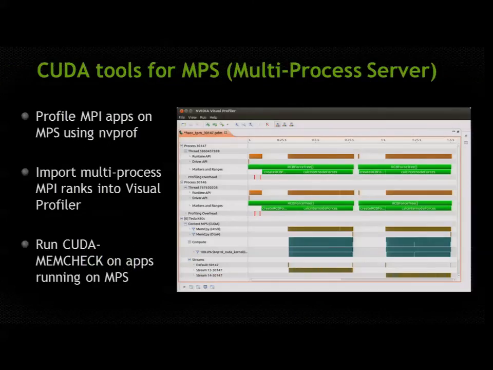Another thing is that, remember yesterday I mentioned the Multi-Process Server, the technology that allows you to share the GPU efficiently between multiple MPI ranks. One of the downsides there was that we didn't have a good mechanism for profiling and debugging under those circumstances. Basically, the tools did not work with that. That has been fixed now, and so with CUDA 6, you can debug and profile applications that run under MPS.